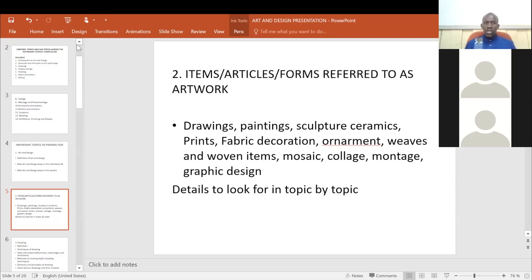They are, one, we talk about drawings, paintings, sculpture, ceramics, prints, fabric decoration, ornament and jewelry. We have weaves and woven items. We can talk about mosaic. We can talk about collage. We can talk about montage. We can talk about graphic design. And then we have other forms of art. We can talk about the visual art that is in form of videos or even photography. We can also talk about performing art.